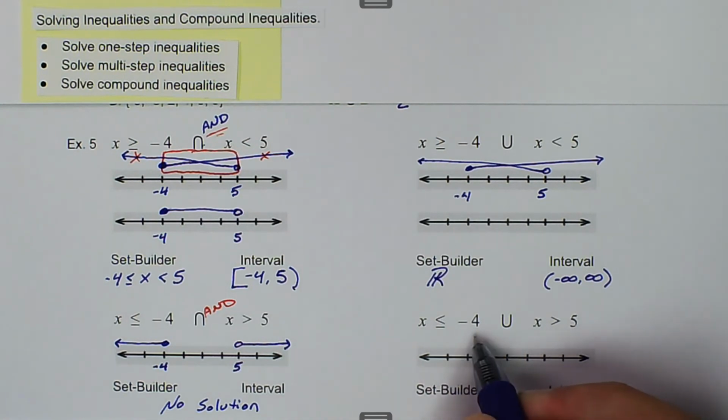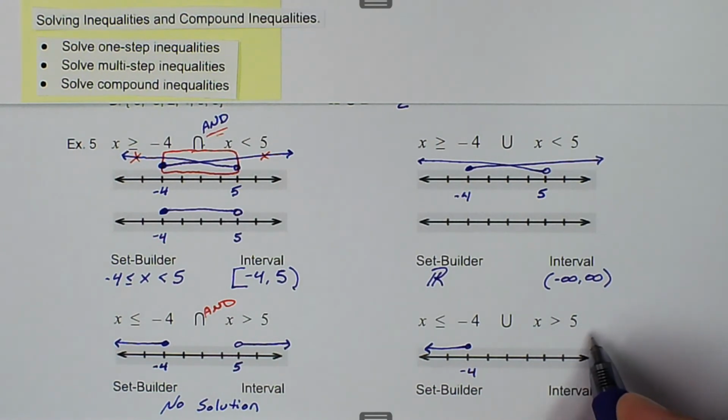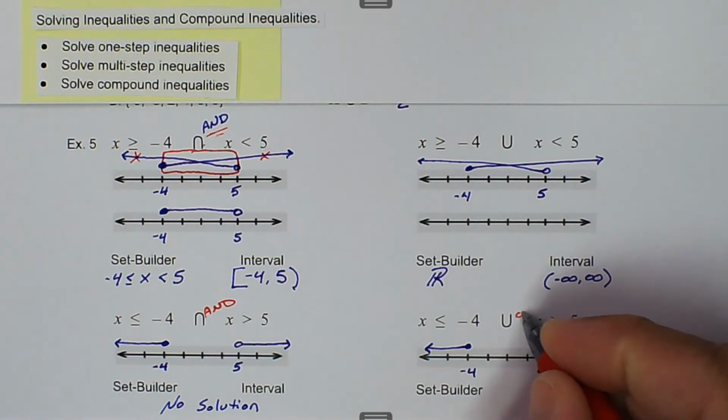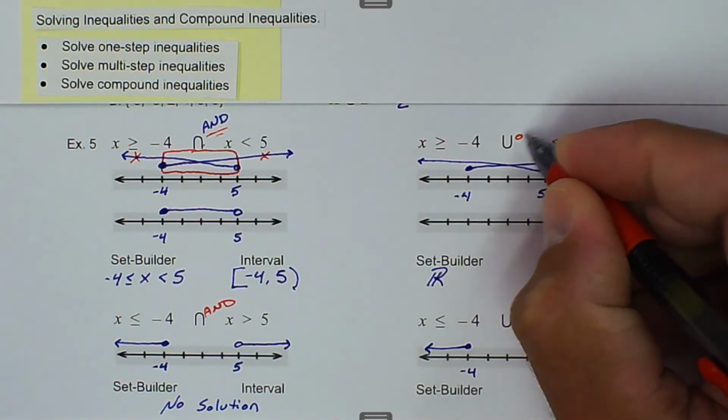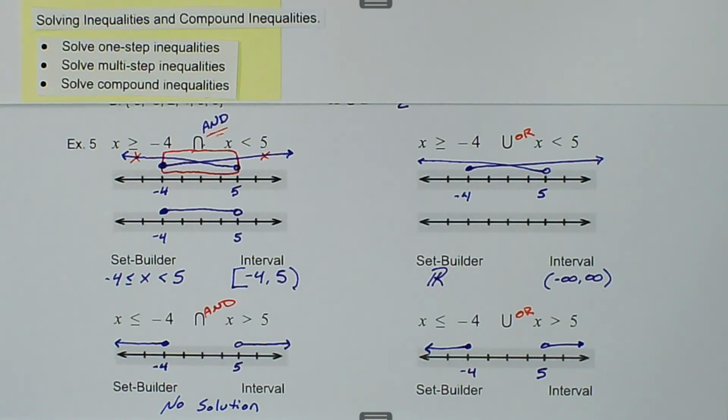If we look at x is less than or equal to -4, so here we have -4, that's a closed dot. And then we have x is greater than 5, so here we have 5. Now this is different because this one says union, which means it can be in this one or that one. Union means or. So when we were looking at this one, this goes to -infinity, this goes to +infinity, but we're missing some parts in the middle here.